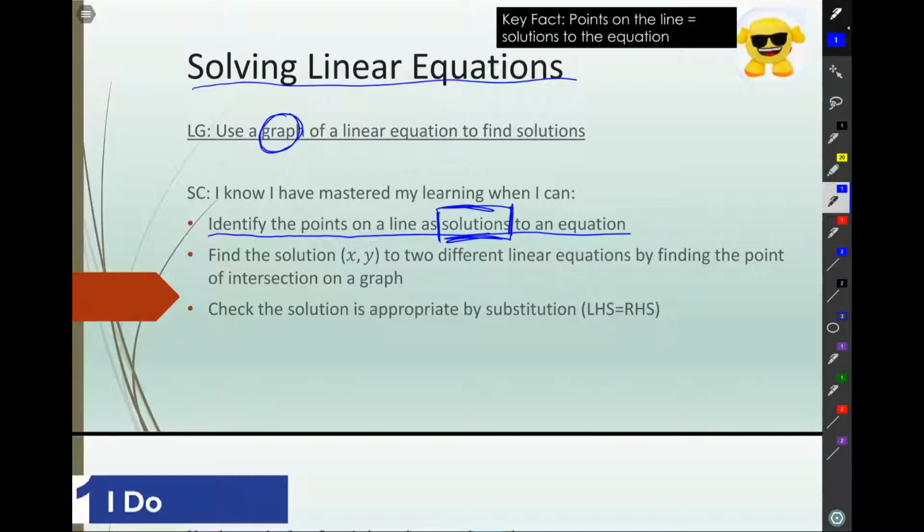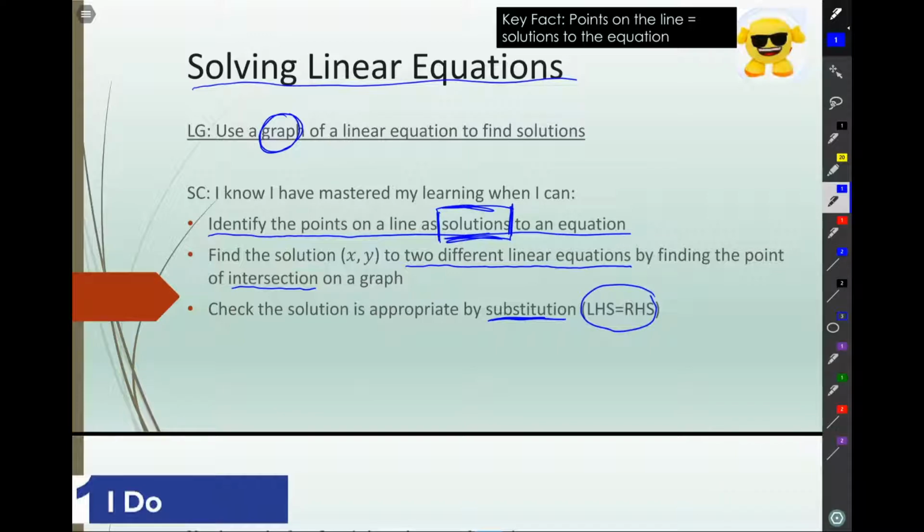The other useful skill that we can take from this is that if we have two different linear equations, we can find a solution to both of them by finding the point where they cross over, the point of intersection. And the other thing we're going to have to do is just double check that our answers are correct once we read them off the graph by doing some substitution. We're going to make sure the left-hand side of the equation is equal to the right-hand side of the equation.